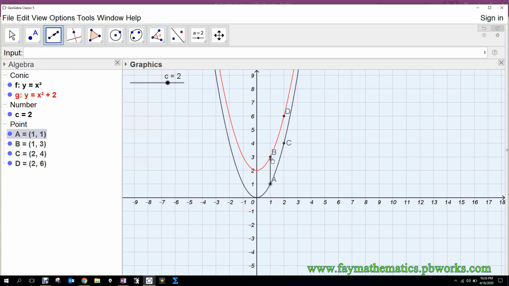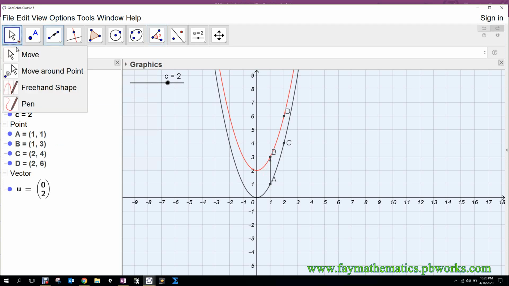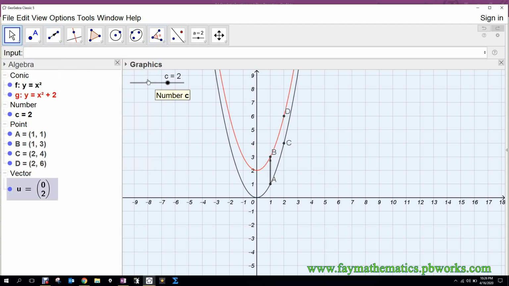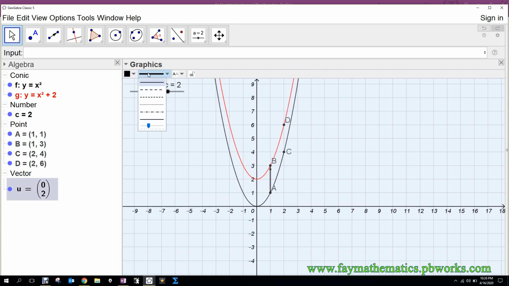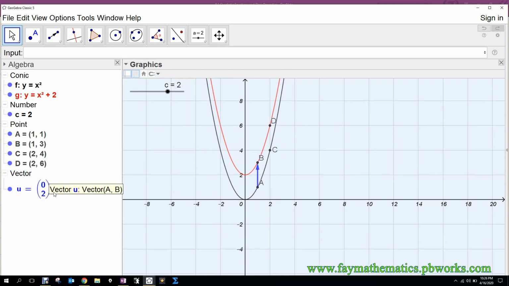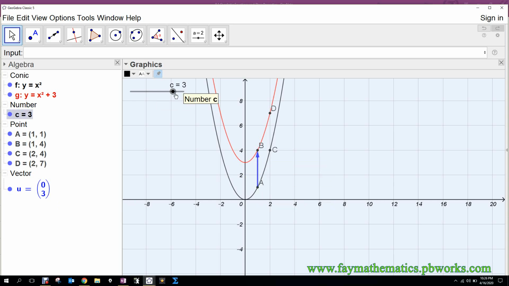Let me do this real quick. Let's put that right there. Geometrically, this is called a vector. Let's make it blue. This number right here tells you the length of that vector. Basically it's showing you that point A moves up 2 units to become that red point B. If it was plus 3, you see that distance is 3 units. If it was 4, it gets moved up 4 units.